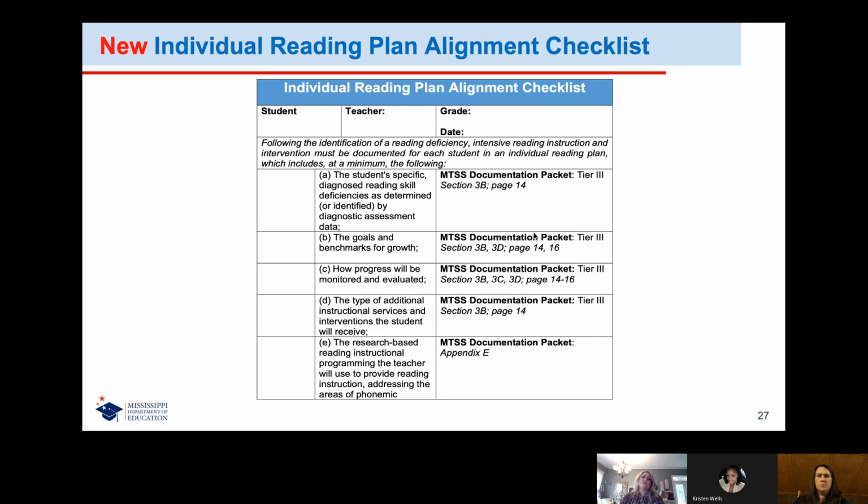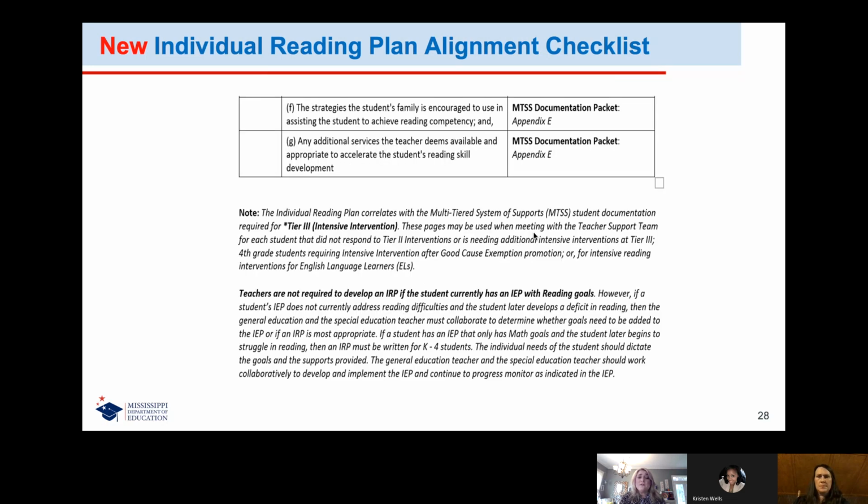If our office comes out to your school, we'll do monitoring visits and look at Tier 3 documentation. One of the questions that we may ask is, we want to see your IRPs. So this checklist is what we're going to be looking for. We want to see this alignment checklist along with the MTSS documentation packet.